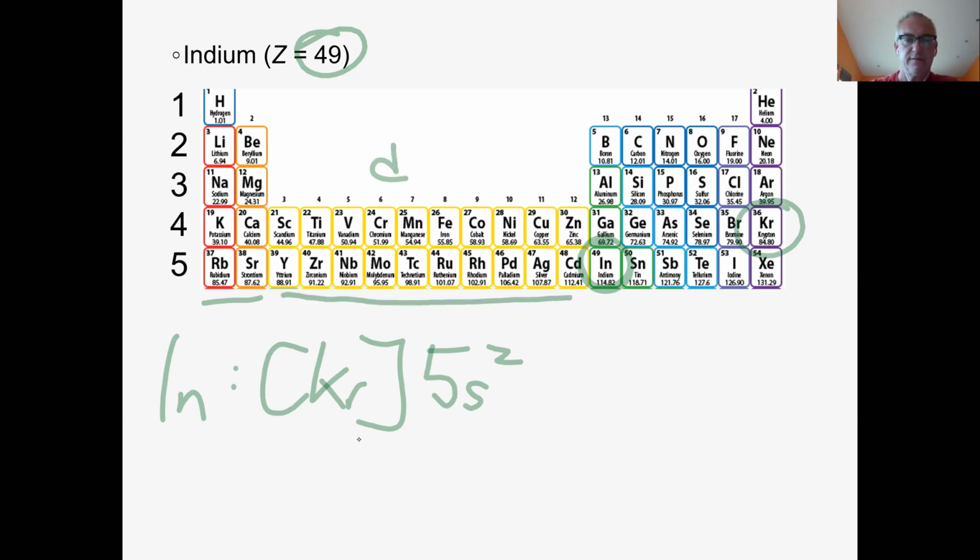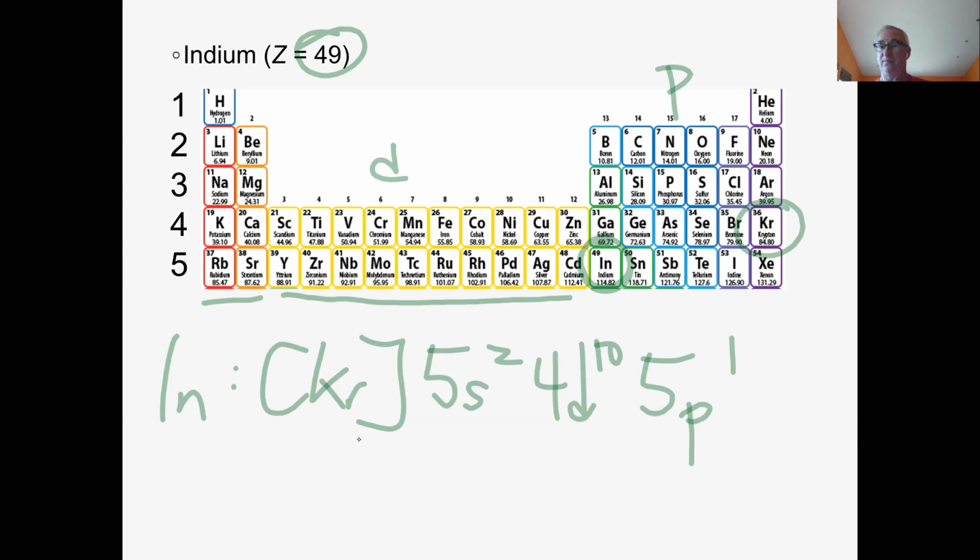There's 10. So 4d10. And then, am I done? 5p1. Right. It has one more electron. So 5p1. So, what kind of ion is indium going to be?